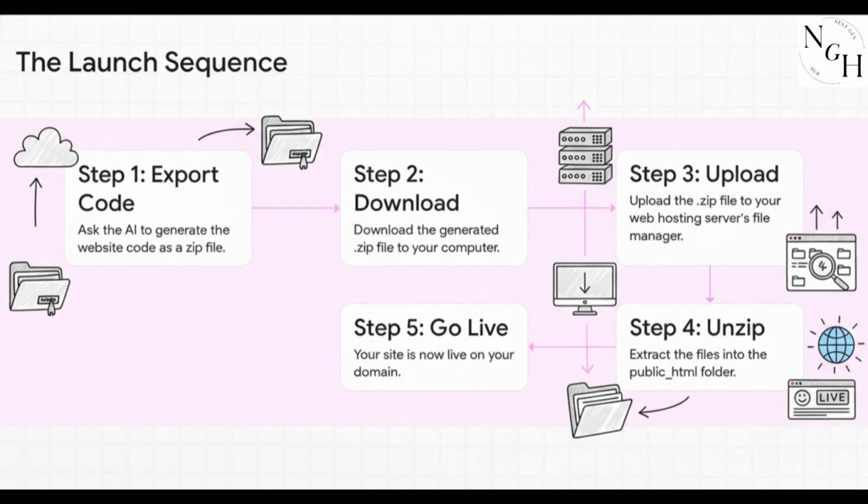And getting it online? It's way easier than you'd think. You just ask the AI to package up all the code for you. It spits out a simple little zip file. You take that file, you upload it to your web host, you unzip it, and that's it. Seriously, your site is officially live on the internet, ready for its first visitors.